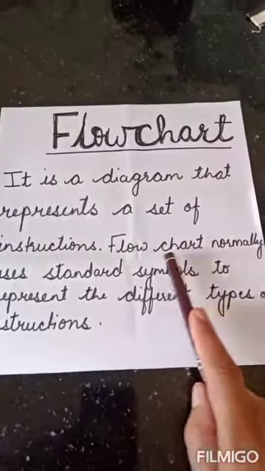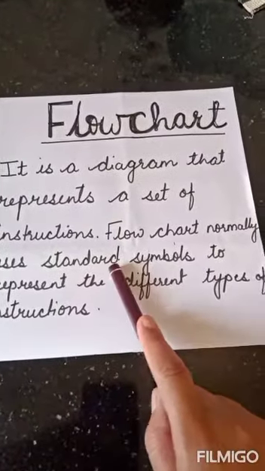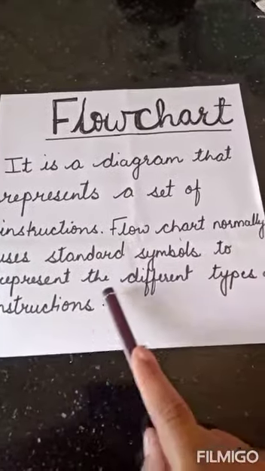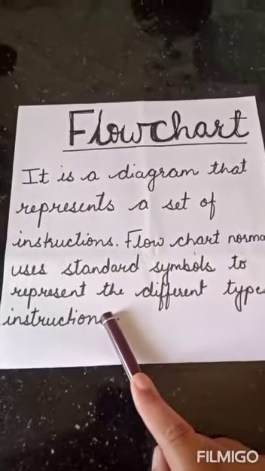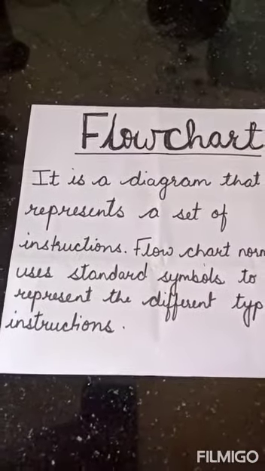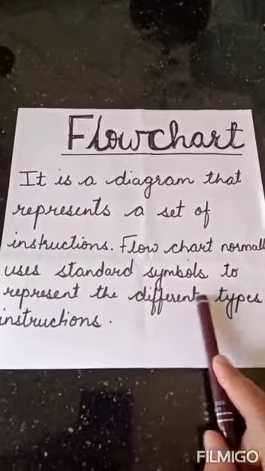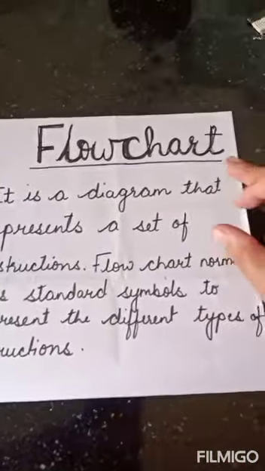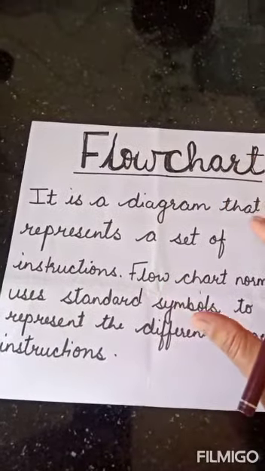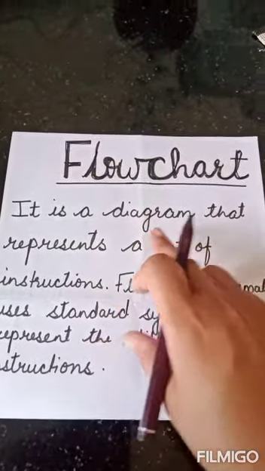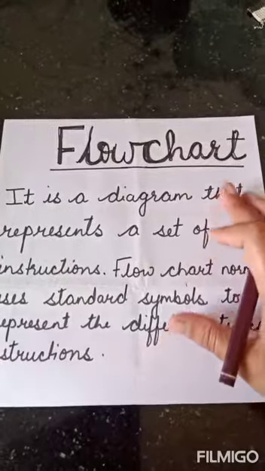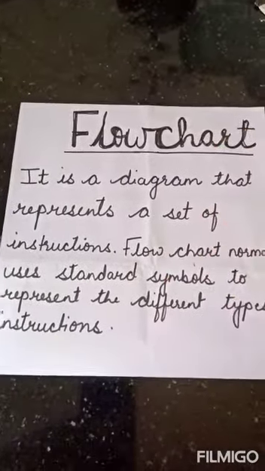All right, and flowcharts normally use standard symbols. So a flowchart normally uses standard symbols. And what are these symbols? Okay, symbols to represent different types of instructions. Okay, so in a flowchart there are different shapes and symbols which are used, and these shapes and symbols represent different instructions. Okay, so did we understand what is a flowchart now? Yes, it is the instructions, okay, but those instructions are written in a form of a diagram within the boxes. All right, so let's see what are the shapes which are used while making a flow chart.